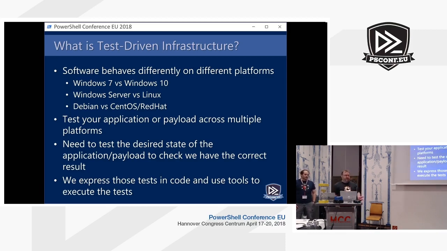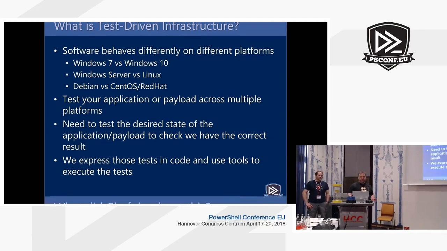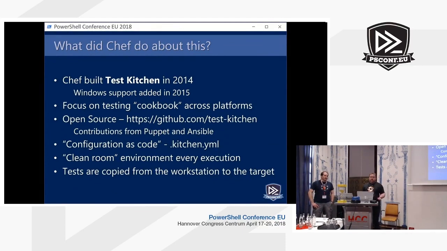We express those tests in code and use tools to execute the tests, which is leading on to how Chef came to build Test Kitchen. So Chef built Test Kitchen to test parts of Chef. The payload for Chef is a cookbook, and that's where all of the content for delivering an application using Chef lives. But of course, people want to test a cookbook across multiple platforms. So we open sourced this tool Test Kitchen in 2014, and we added Windows support in 2015, roughly.